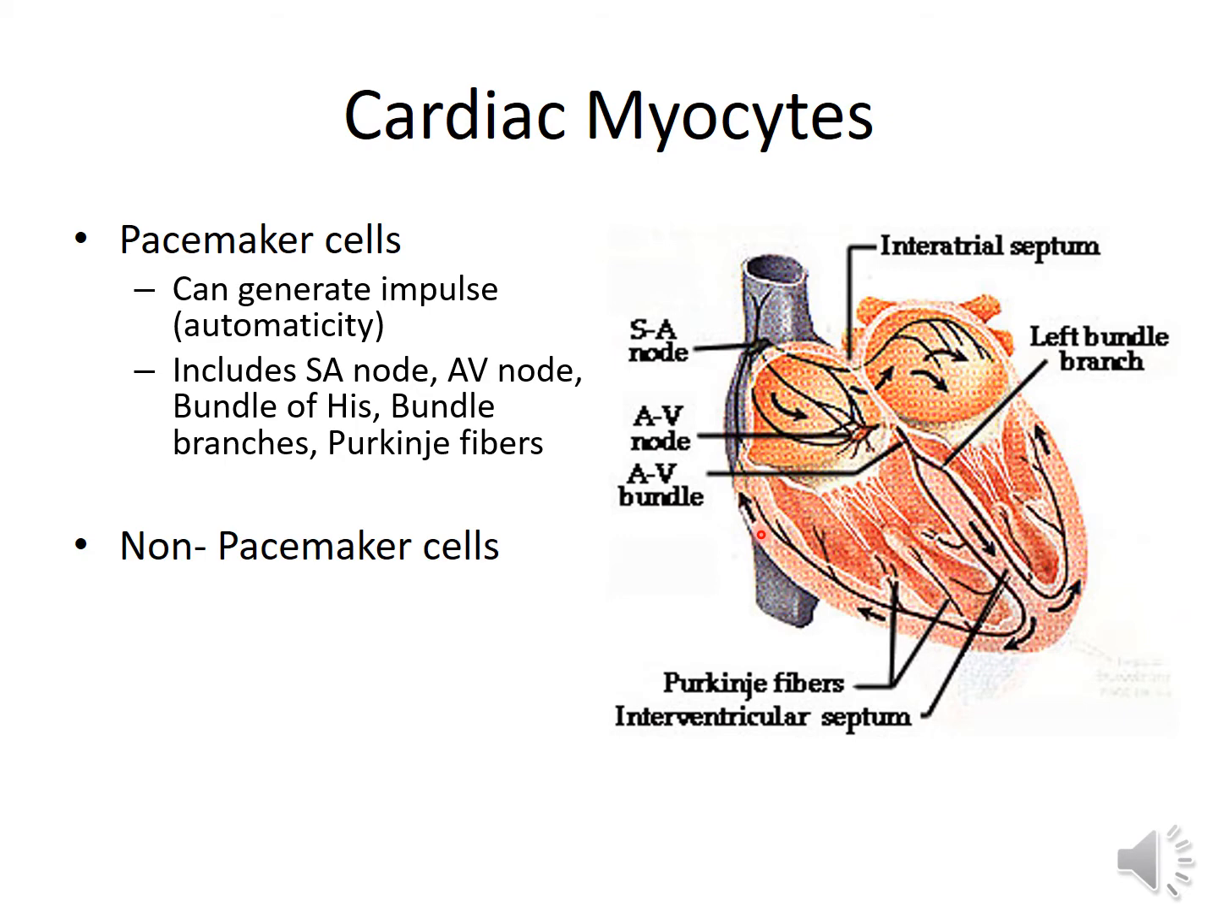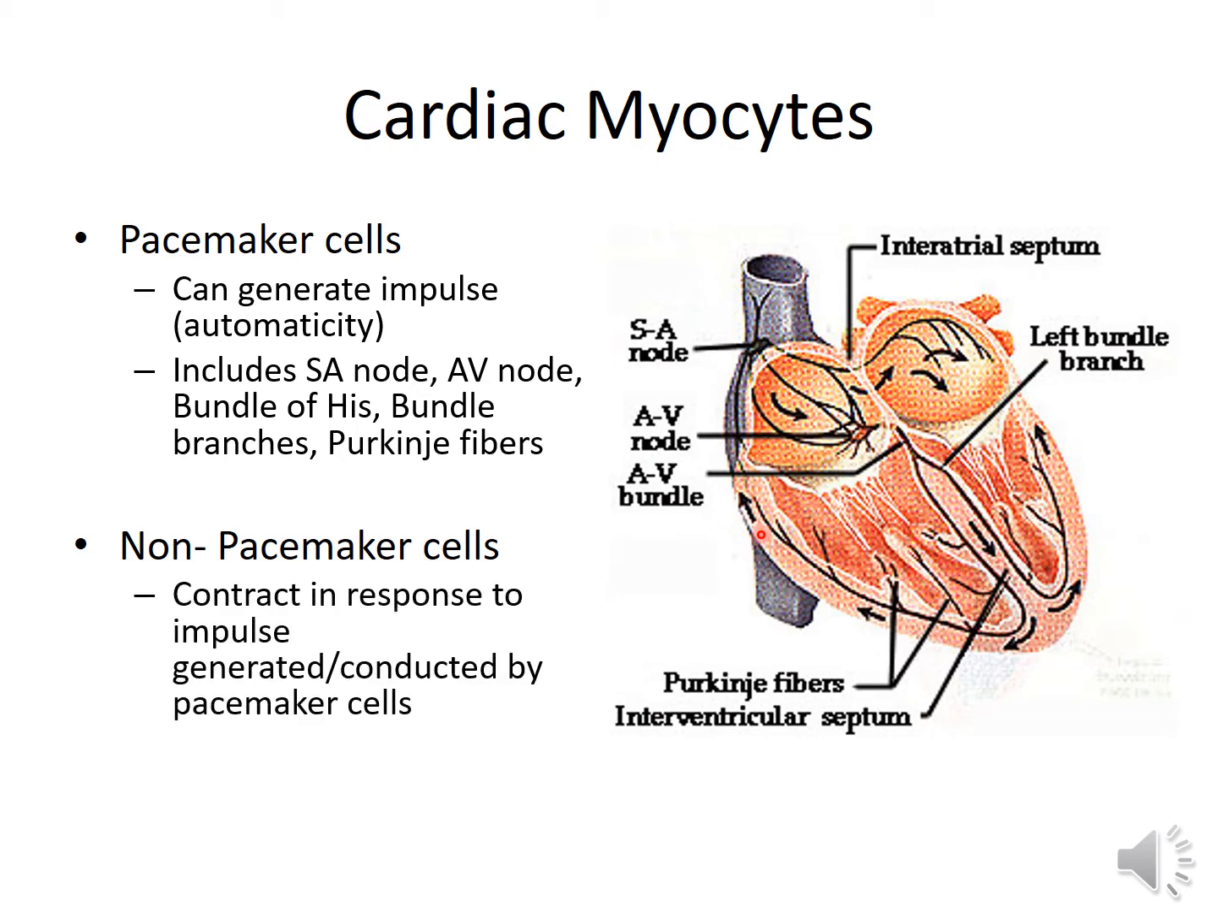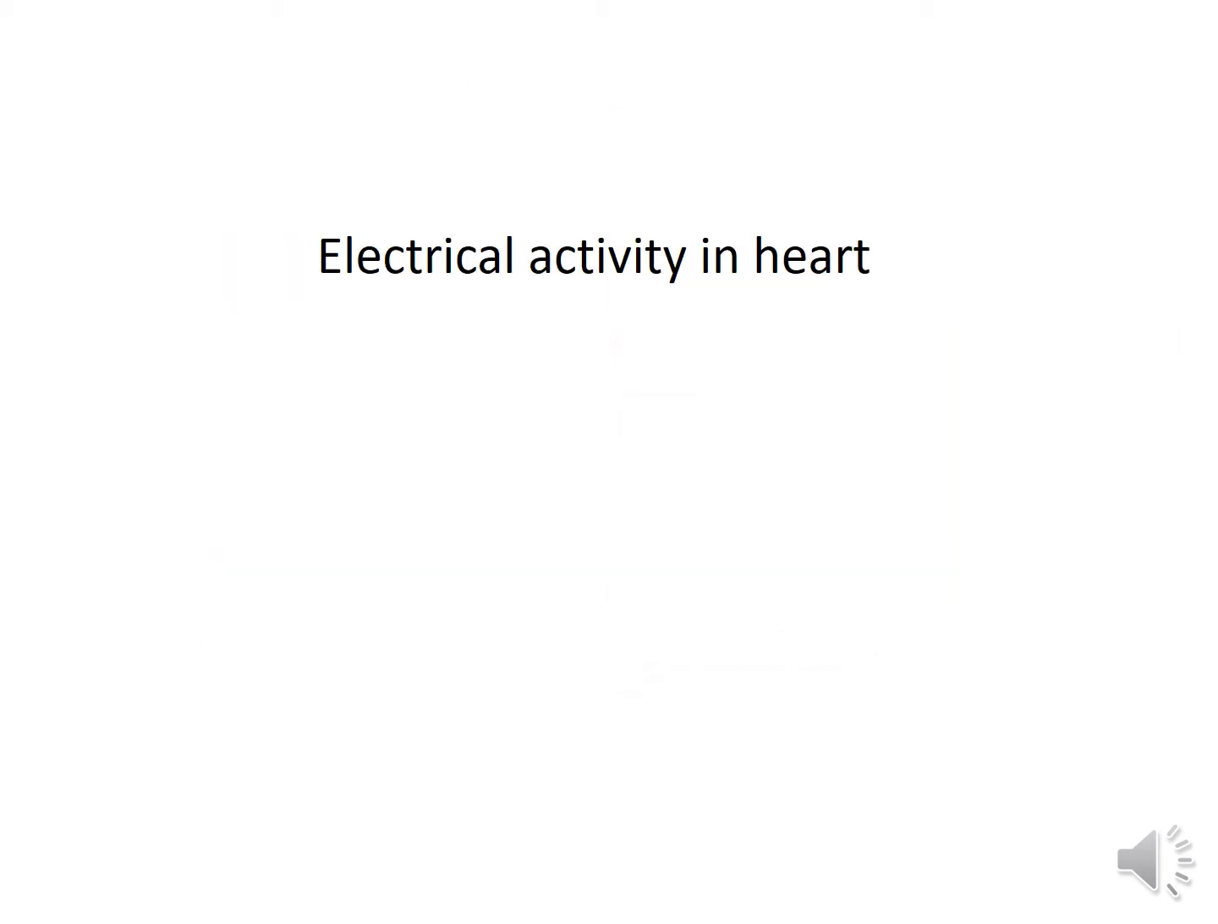While the non-pacemaker cells do not have the capacity of automaticity. They contract in response to impulses generated or conducted by the pacemaker cells. So non-pacemaker cells cannot generate their own impulse, and they include atrial fibers and ventricular fibers. They contract in response to impulses generated by pacemaker cells.